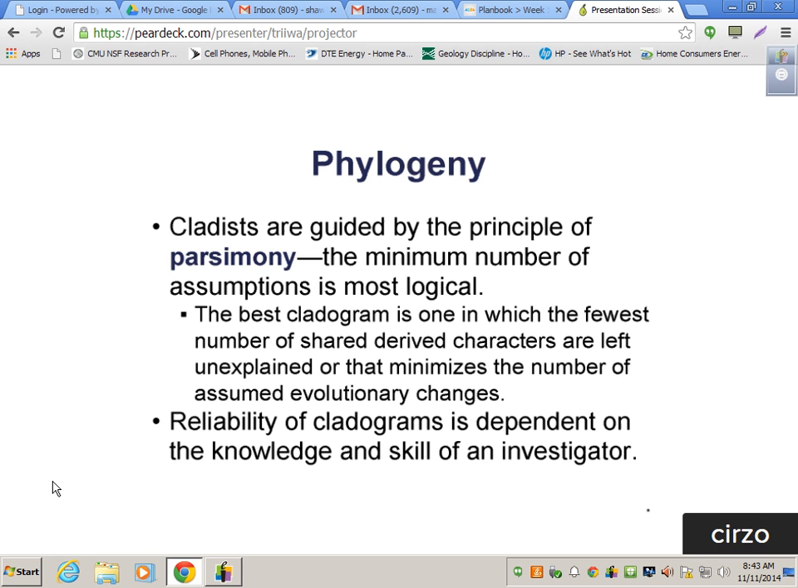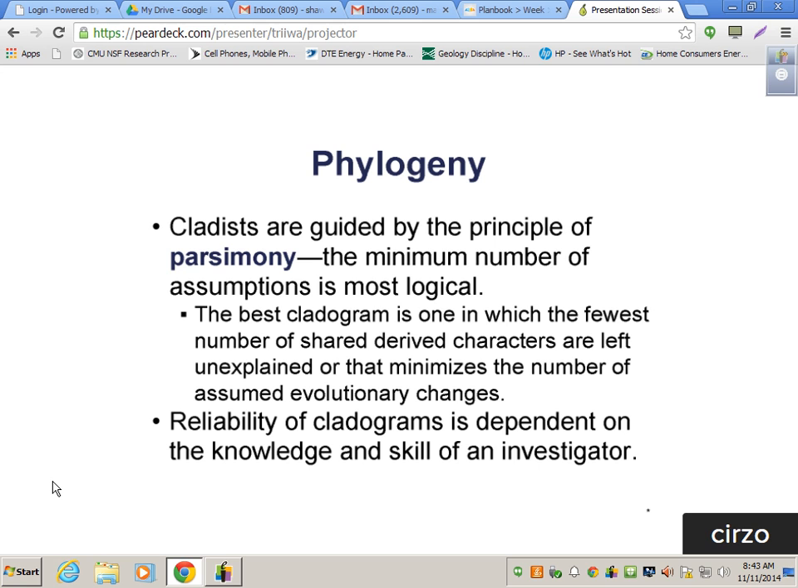So clades are guided by the principle of what's called parsimony. Now, parsimony I call common sense, but it means the minimum number of assumptions is the most logical. That means if I told you I have two differences in my hemoglobin protein between me and, let's say, a chimpanzee, and I have 150 between my hemoglobin and a snail, who am I more related to? The chimpanzee. It's that simple. It's saying, let's just go with the path of least resistance. Which one makes the most sense?